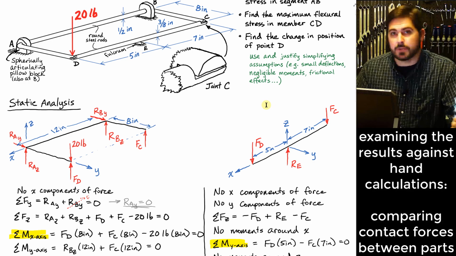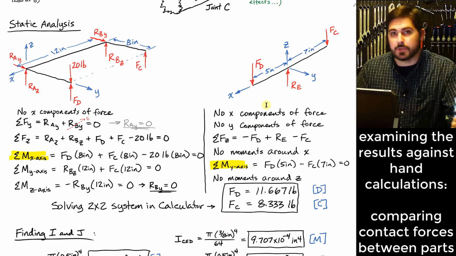Okay. The first part we did was what I called a static analysis, where we did some free body diagrams and figured out how much force actually existed between these different parts. Two of the most interesting forces to us for that process were this interaction force between the Swaybar and the rocker, which I called FD, and another one at C called FC. Those are those interaction forces. We did these equations, and we figured out that the force between the two parts at D was going to be 11.667, and the interaction force at C was going to be 8.333 pounds.